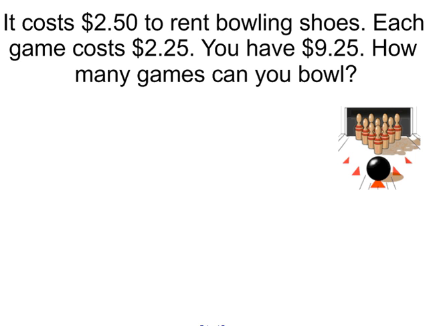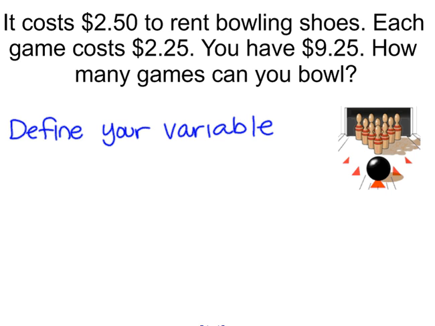Anytime you're doing a word problem, the very first thing that you want to do is define your variable. When you define your variable, you're just going to pick a letter. You can choose whatever letter you want. For this one, I'm going to choose G since I'm talking about games. And you're going to pick what letter you want to use, and you're going to say what it represents.